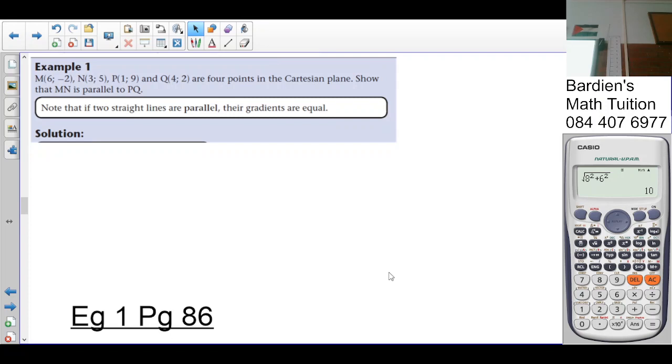If lines are perpendicular, what do we know? The product of the two gradients is negative 1. If points are collinear, what do we know? The gradients are equal. Not so?